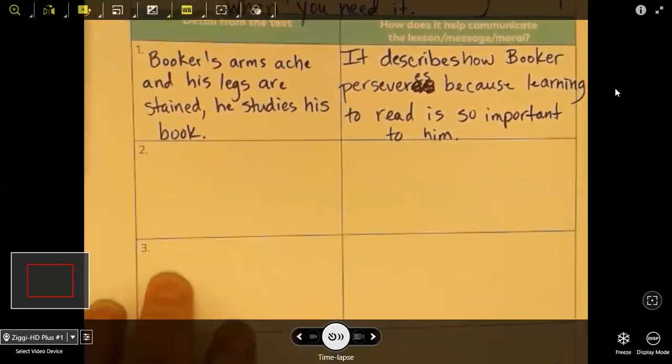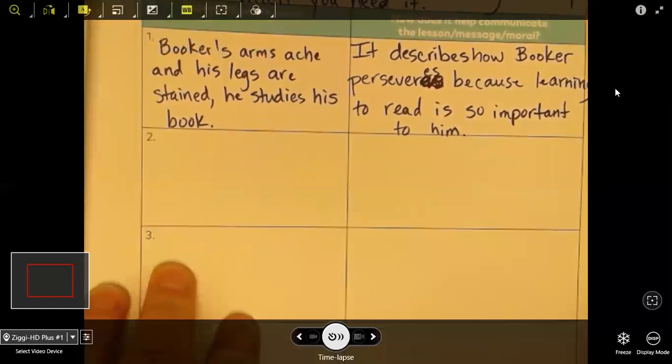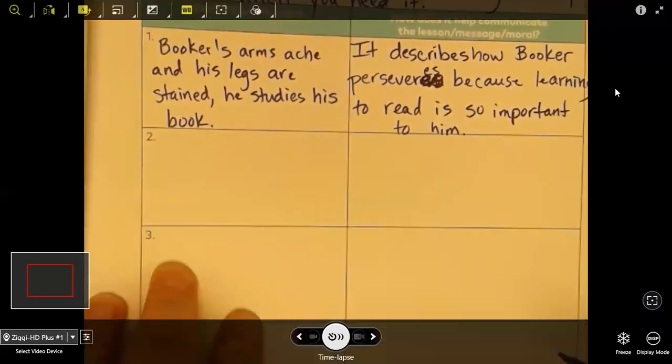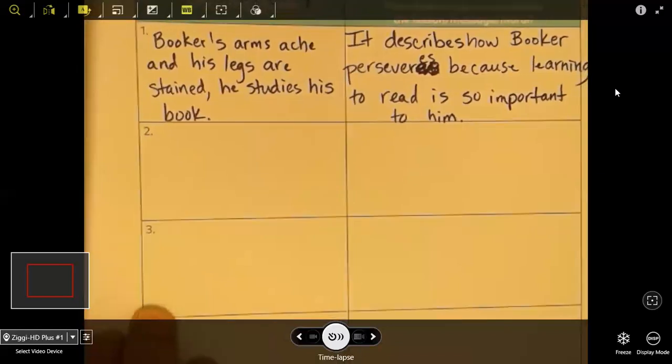All right. So when you finish that, go back to your text and see, do we have another sentence in our text on page 66? No, sorry, 68. That will help us understand how he's feeling, how it shows how he can persevere.